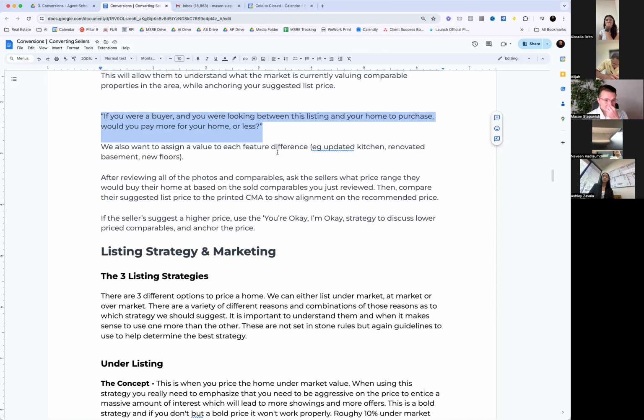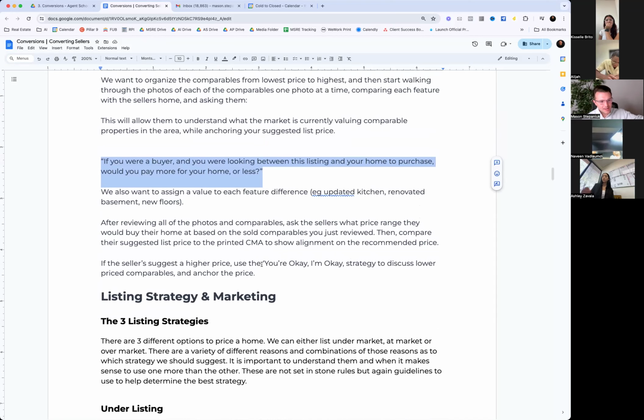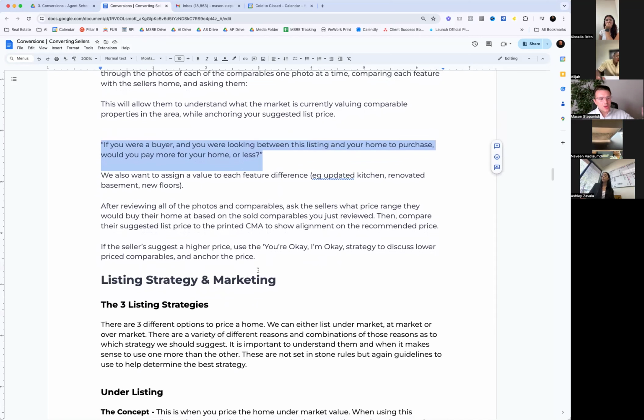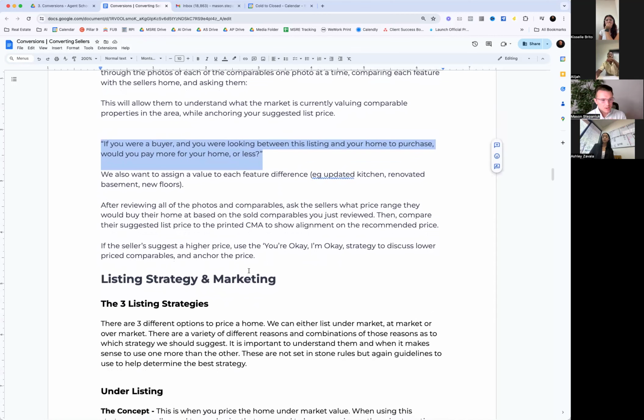Okay. If the seller suggests a higher price, which can still happen, right? Especially if they've lived there a long time, they're going to think that their house is worth more than it is. We still want to use the you're okay, I'm okay strategy and go through more lower price comparables again and try to anchor what the market is valuing the house at to them.